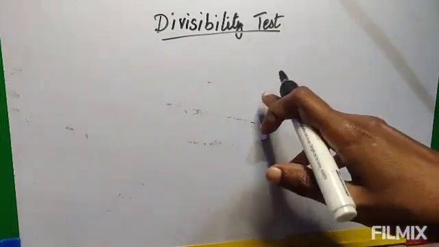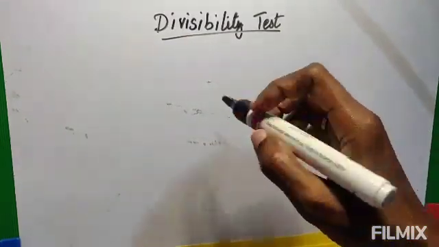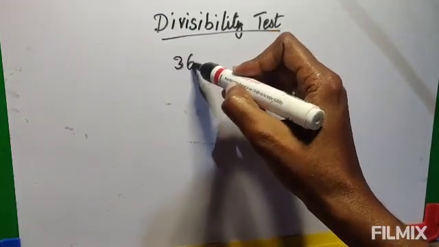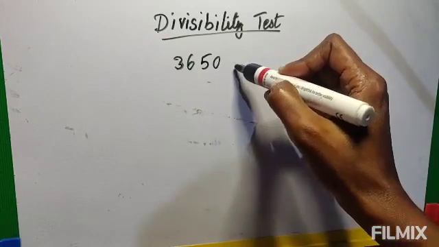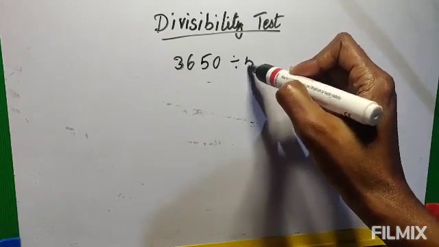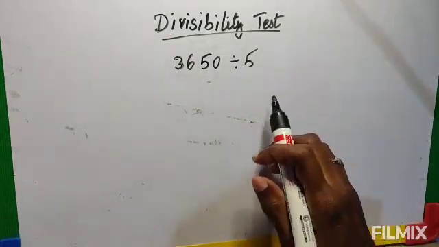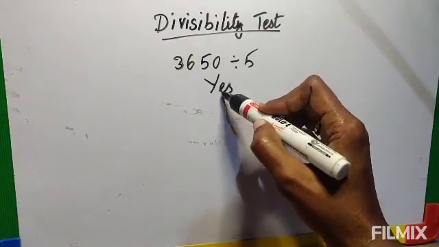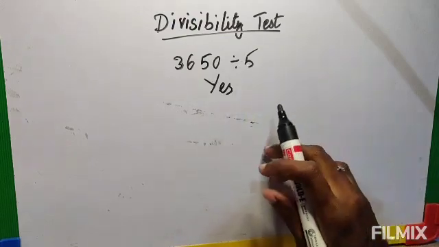So from there I want to give some correction. In the divisibility test, suppose there was a number 3650, you have to write whether it is divisible by 5. Some of you have written only yes. Only yes you have written.